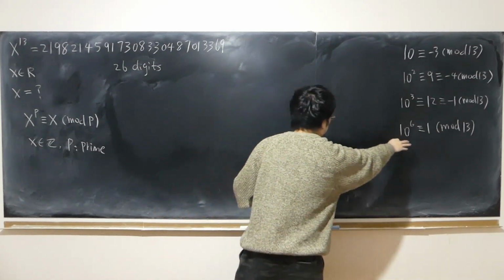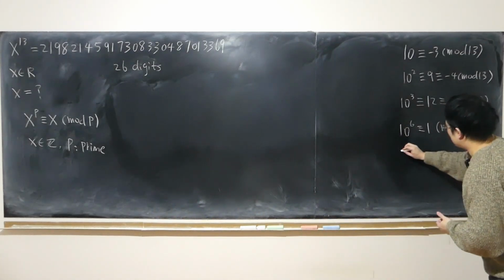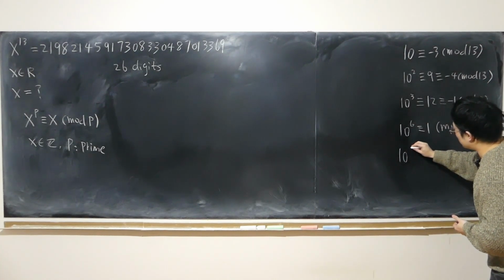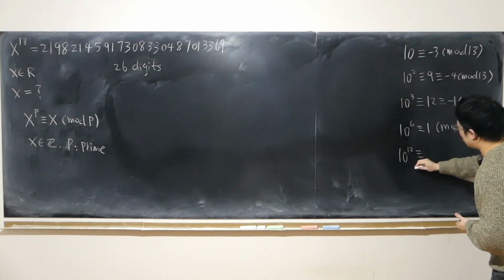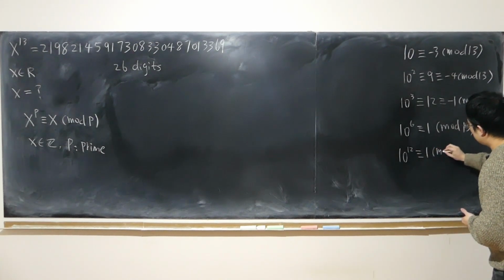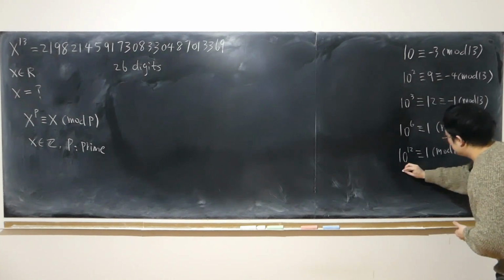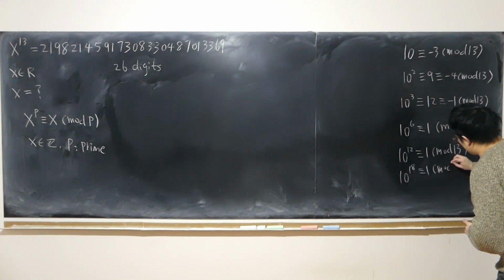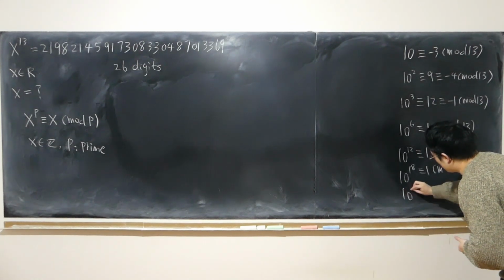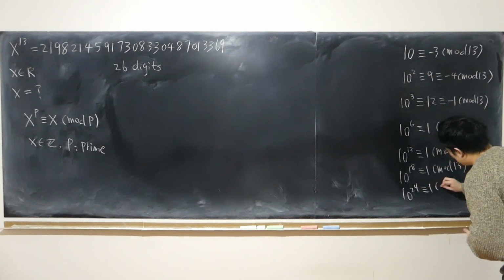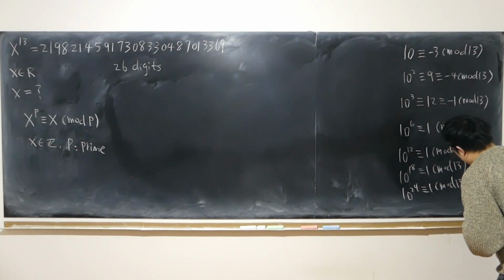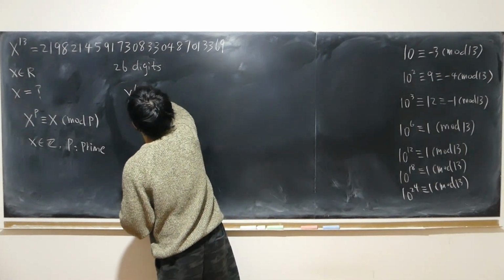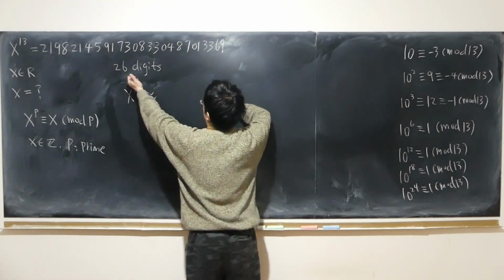So if that's the case, as long as the power is a multiple of 6, it's going to be useful to me. 10 to the power of 12, also the remainder is 1. 10 to the power of 18, same thing, that's going to be helpful. 10 to the power of 24, just as helpful.